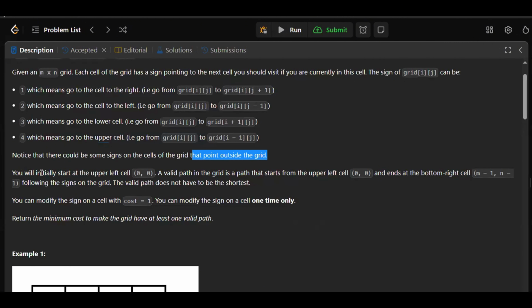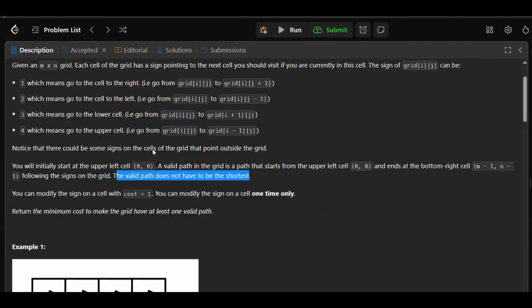Now, you initially start at the upper left corner, which is 0, 0. And a valid path in the grid is the path that starts from the upper left cell and ends at the bottom right cell, following the signs of the grid. The valid path does not have to be the shortest.